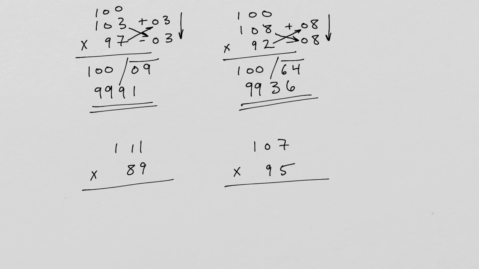Okay, problem number 3, 111 times 89. From base number 100, we're going to say this is a difference of positive 11. This is a difference of negative 11. 111 minus 11 is the same as 89 plus 11. Gives us 100. We'll multiply straight down the difference. 11 times negative 11 is a negative 121.